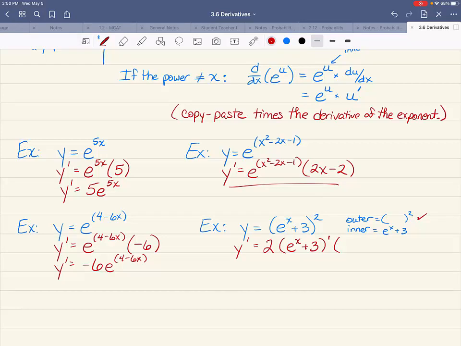Because I see an e sitting here, I copy and paste e to the x. The derivative of this exponent is 1, so I don't need to write the 1 down. And if you remember from the beginning of the notes, the derivative of e to the x is e to the x. The derivative of the plus 3 is 0. So my inner derivative is just e to the x.